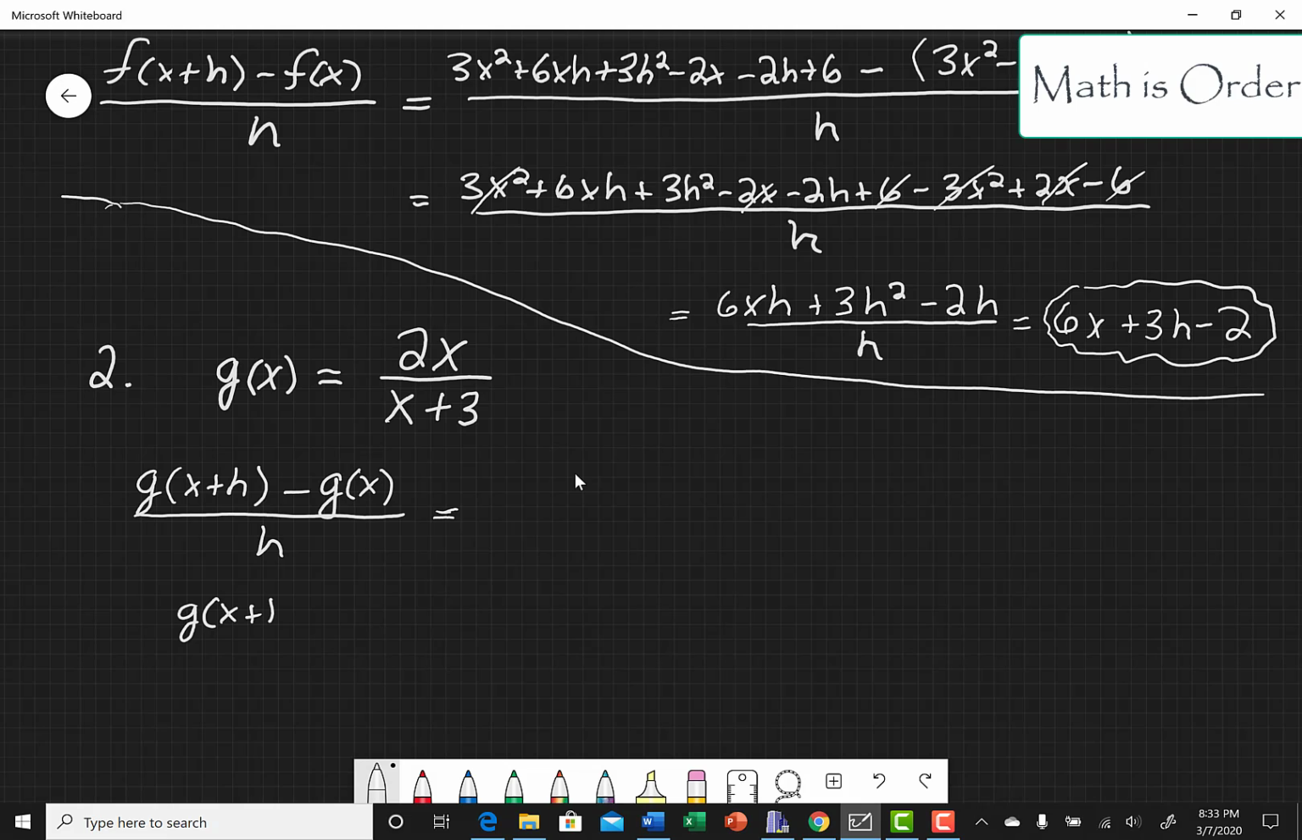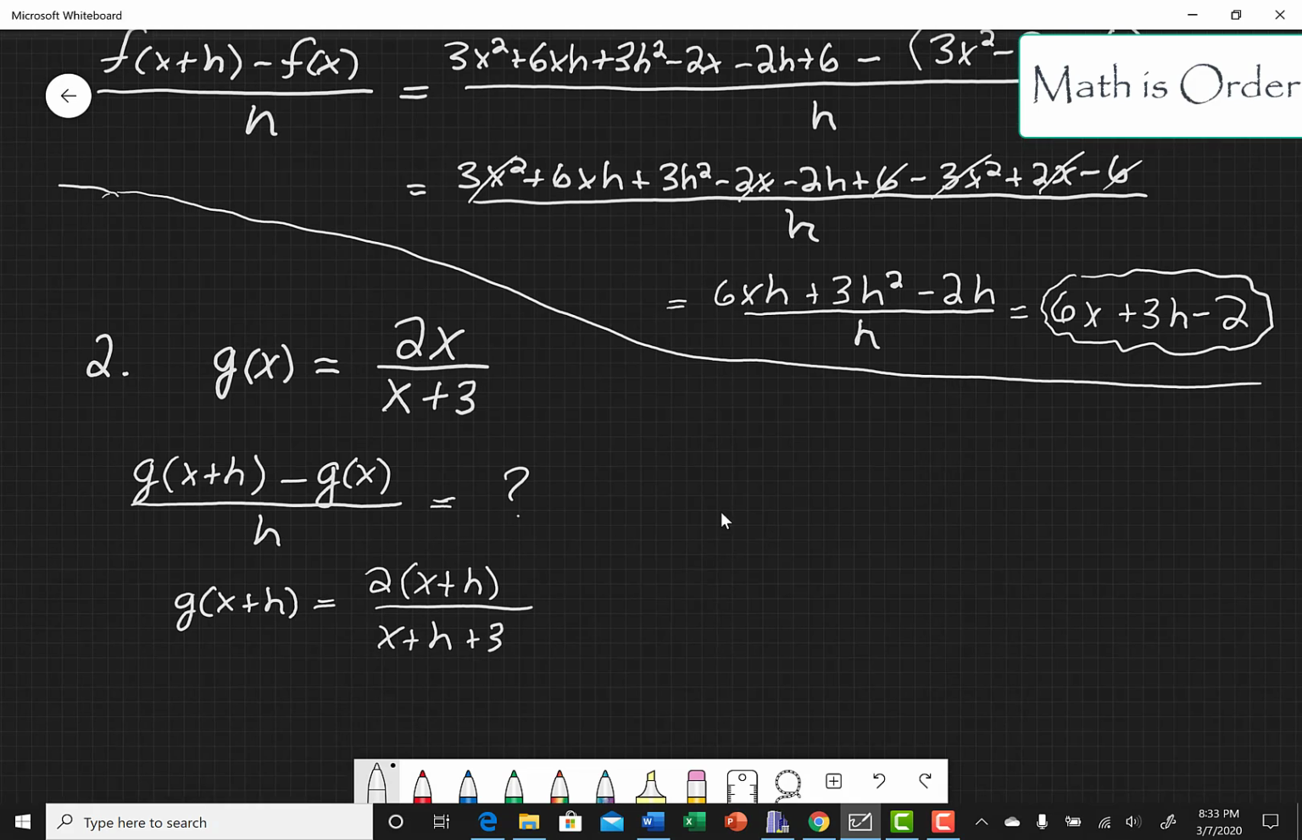g of x plus h is, everywhere I see x in the given function, I'm going to replace that x by x plus h. So we're going to have 2 times x plus h over x plus h plus 3. Right, so g of x plus h is, I'm just going to leave it like this. And now that I know g of x plus h, I'm going to substitute this into the difference quotient.